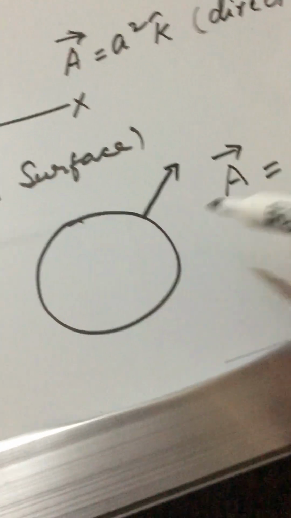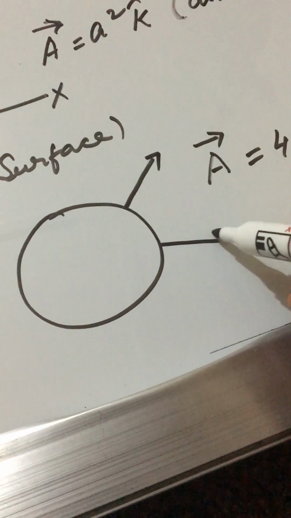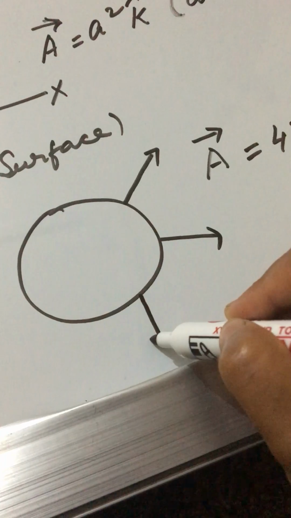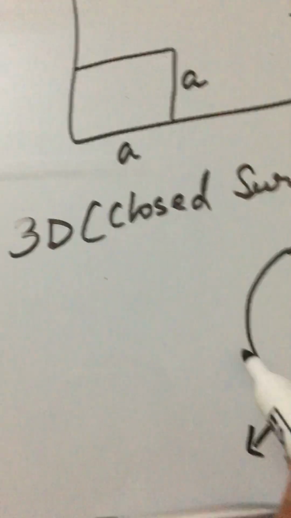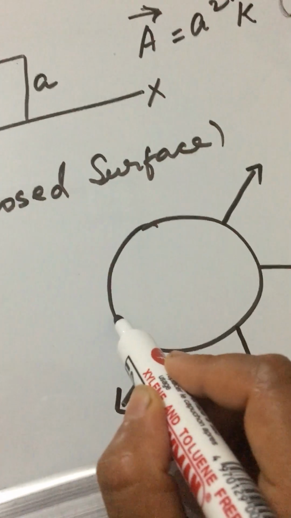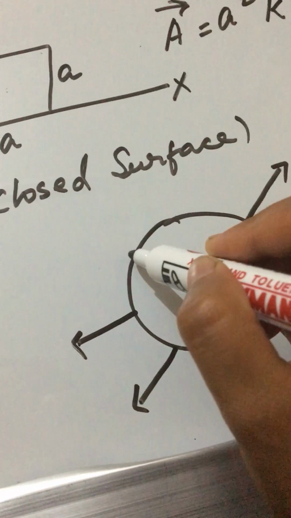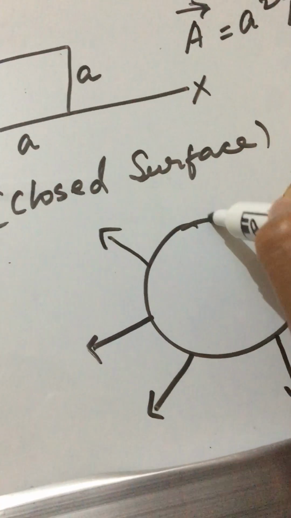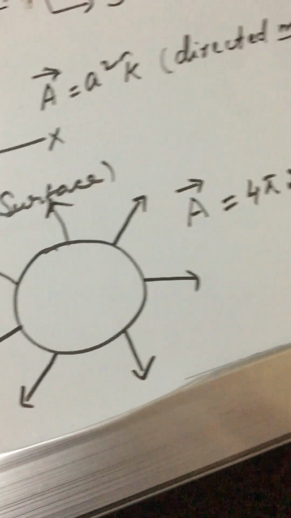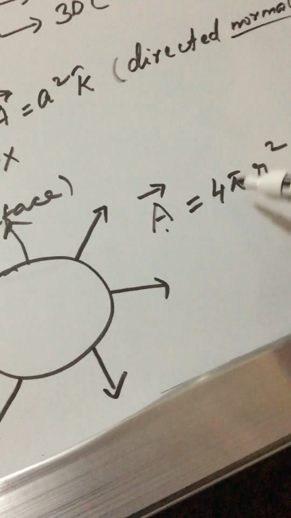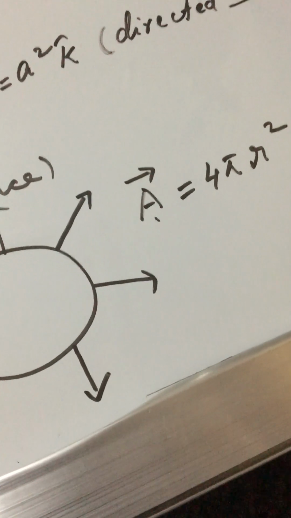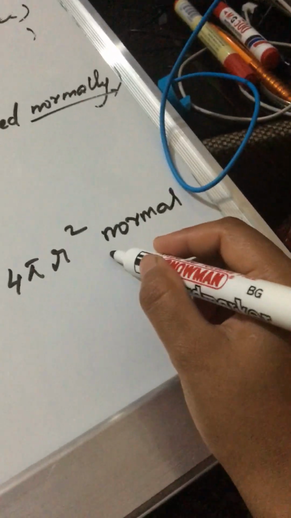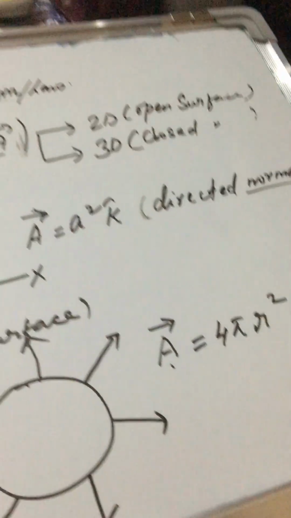If it is a sphere, at every point the area vector is 90 degrees to the surface. I hope we can understand it. Another example I will take. What is the direction of the area vector? The direction of the area vector is normal to the surface. Okay, fine. Now let's take one more.